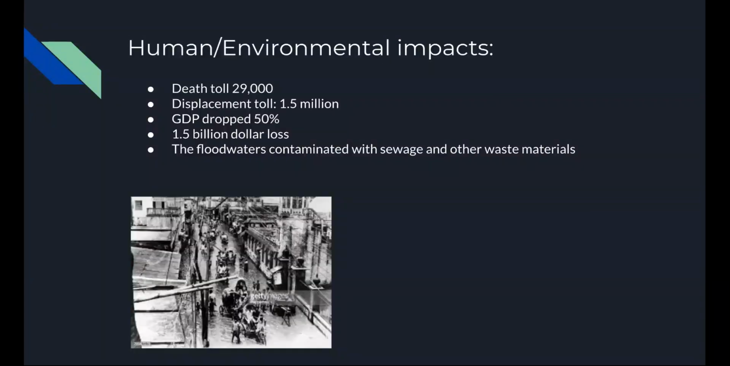Human and environmental impacts. The 1974 Bangladesh floods produced massive amounts of destruction within the country of Bangladesh. Approximately 1.5 million people were displaced, 20,000 were killed, and more than 1.5 million homes were destroyed. And because so many crops were destroyed and Bangladesh was mainly an agricultural country, their GDP dropped by about 50%.